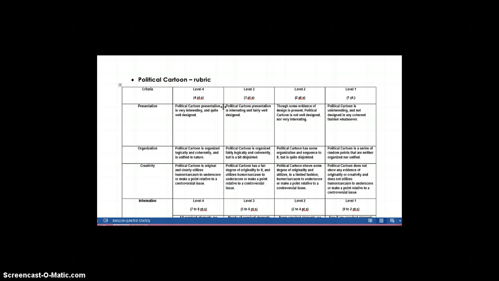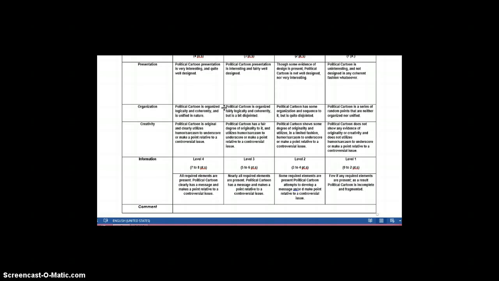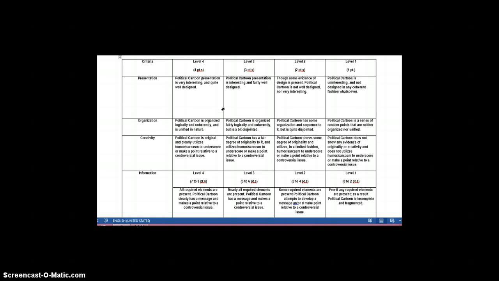There will be a rubric used to evaluate and assess your work. You see it here. You may want to scan through the rubric to get a good idea of exactly how your cartoon will be assessed.